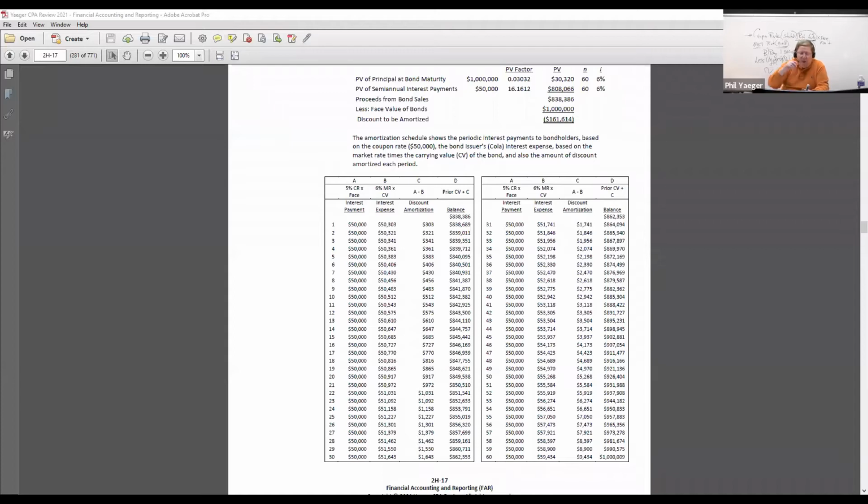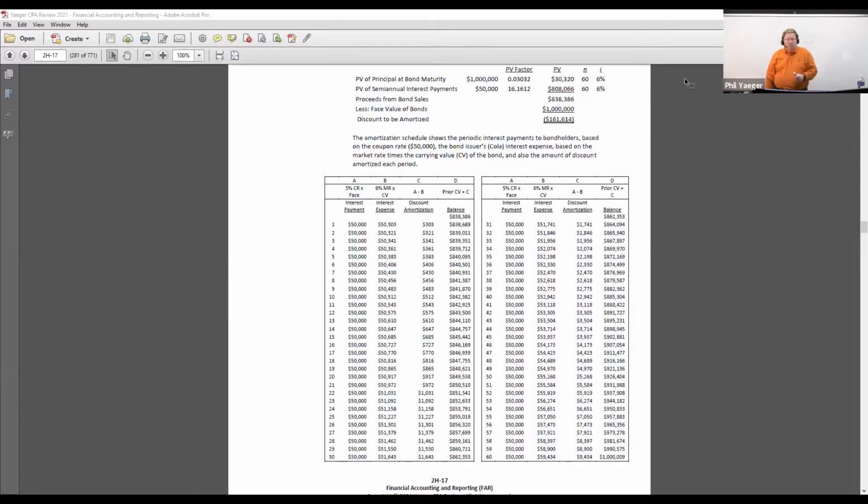Now, let's see what we have here. When you amortize discount, what entry do you make? First of all, if I sell the bonds at a discount, what do I pay you at maturity? The $1 million in this case. But I only got up front 838,386. So I actually lost money there, didn't I? Right. Because I got 838, but at maturity, I'm going to give you $1 million.